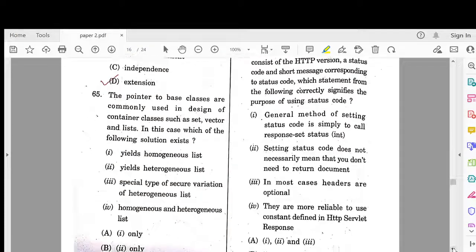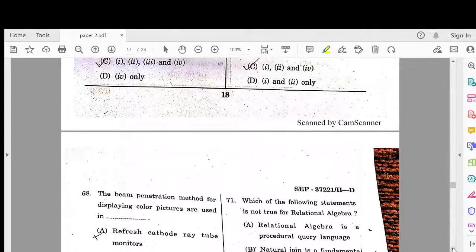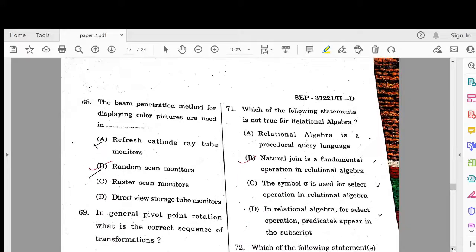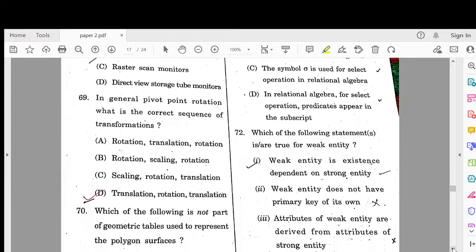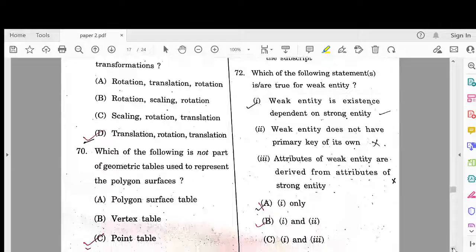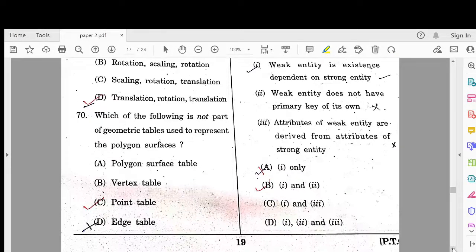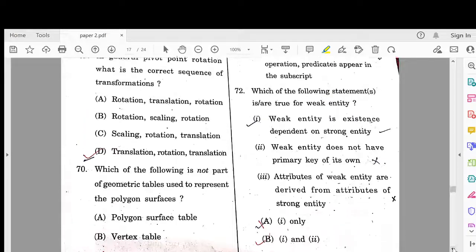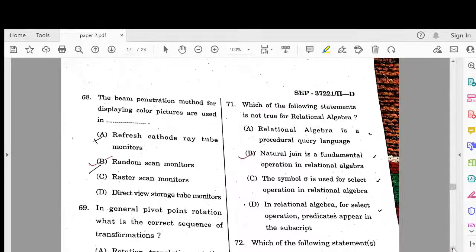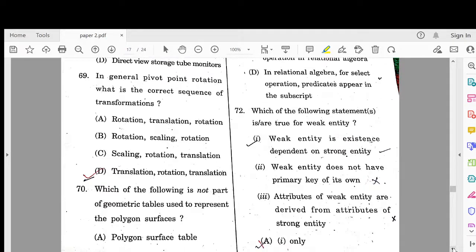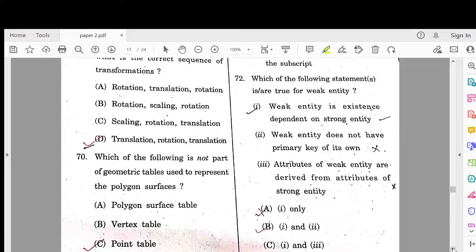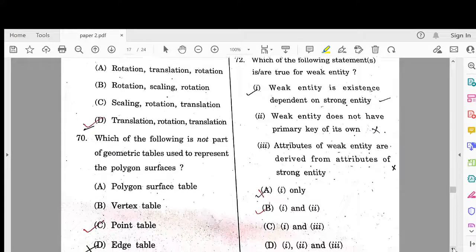67, option C. 68, B, random scan monitors. 69, option D, translation, rotation, translation. Question number 70, option C, point table. 71, option B, natural join. 72, 1, weak entity is the extension.